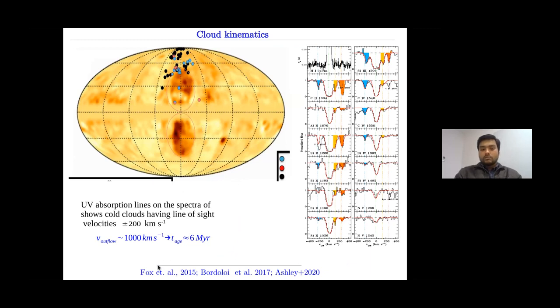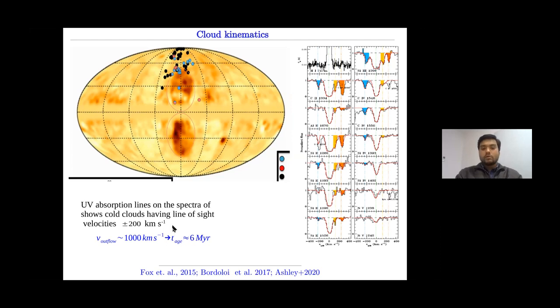So Fox et al., Andrew Fox and Rongmon Bordoloi, had this nice set of observations which look at background AGNs to find absorption line profiles through the Fermi bubbles, and this is what they find. They find that there are a sufficient number of clouds which have absorption lines more than what you would expect from background clouds. So this says that there is an excess of clouds within the Fermi bubble, and the kinematics of these clouds show that the line of sight velocities can range from -200 to +250 kilometers per second.